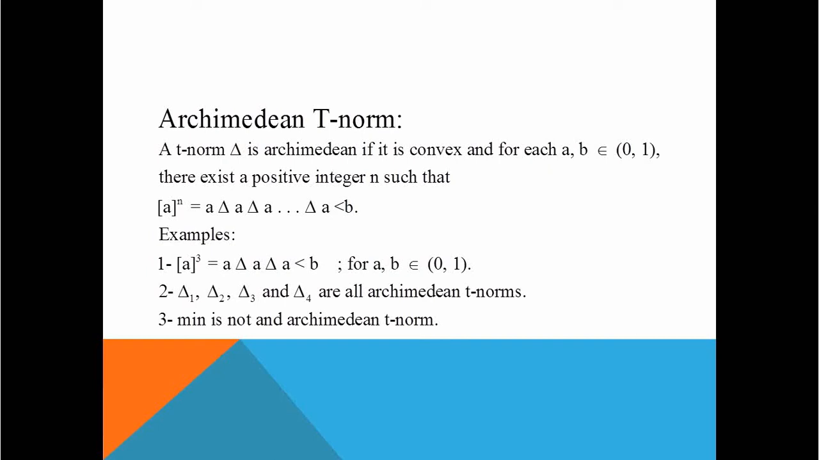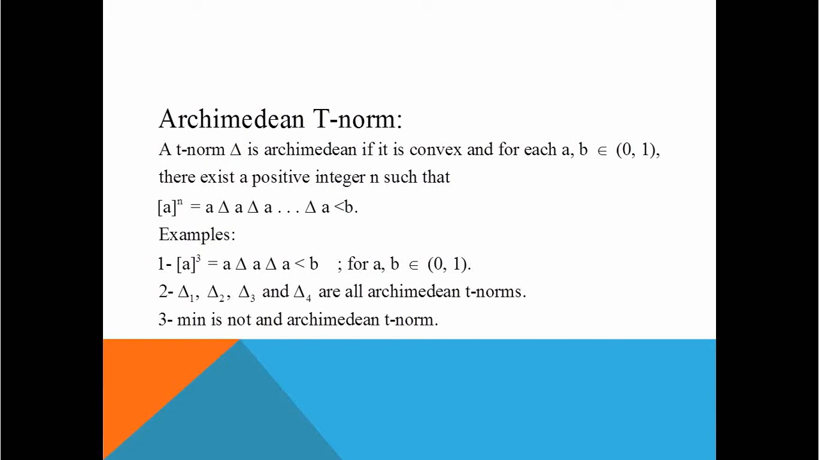A T-norm delta is Archimedean if it is convex and for each a, b belonging to (0,1), there is a positive integer n such that a power n is less than b. It means that a T-norm should be convex, and if we take two numbers a and b, then a power n is always less than b. Since a, b belong to the open interval (0,1), these two numbers cannot be 0 or 1, so they can satisfy that a power n is less than b.